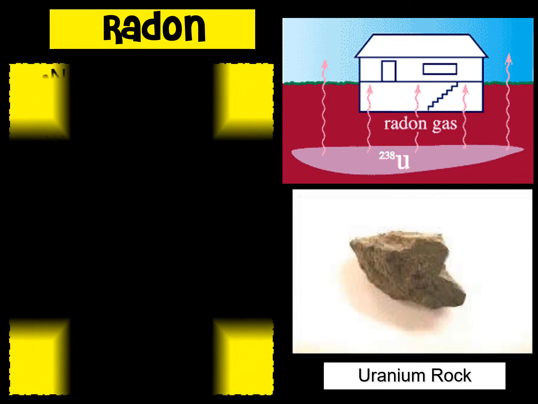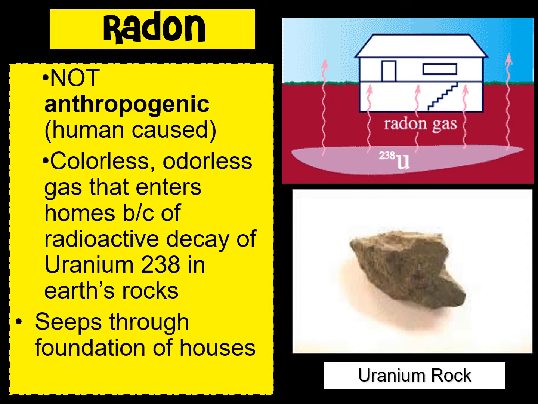A second chemical that you probably didn't know can be found in indoor environments is the element radon. Radon is technically not an anthropogenic source, meaning this is not coming from humans. Sometimes people build their houses on rock, and they don't realize that rock is actually composed of uranium-238. If they build their house on this rock, that uranium-238 will decay and create this colorless, odorless gas called radon that enters into the house.